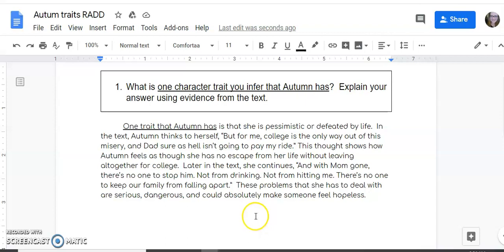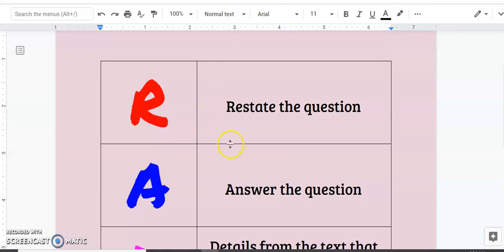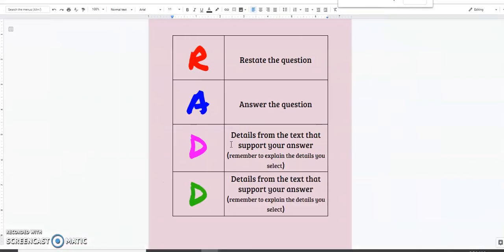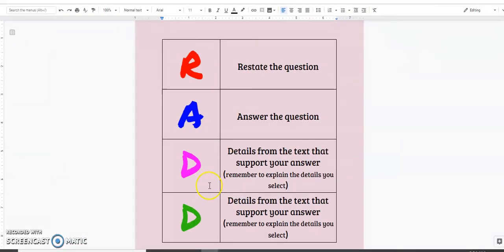But this is what you do. Remember, restate, answer, two details with explanations. And it helps to read the question first. So when you start reading your text, make sure you check out that question so you have that lens to think about while you're reading.